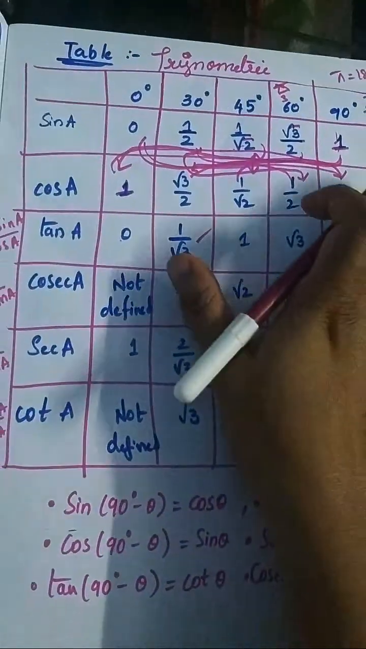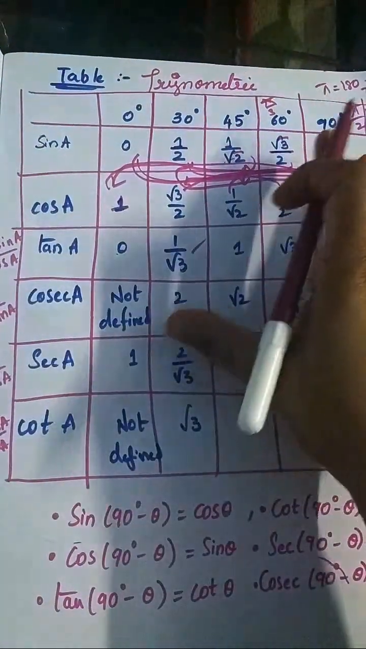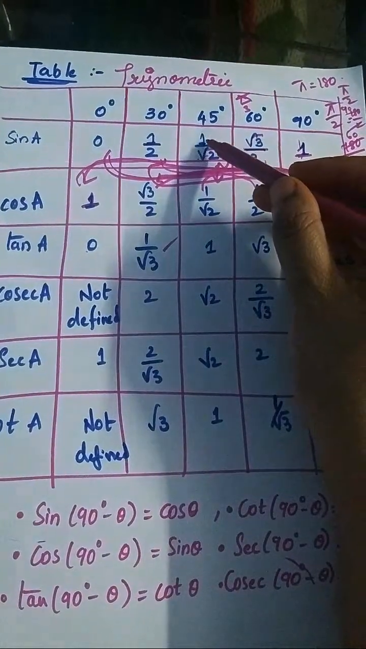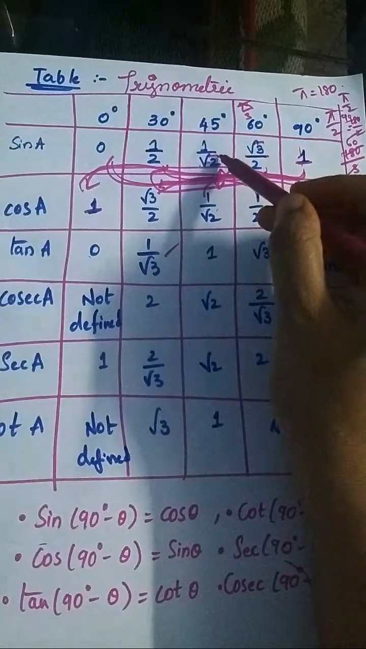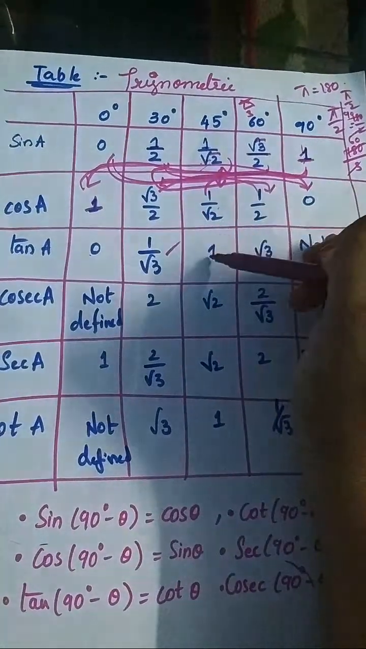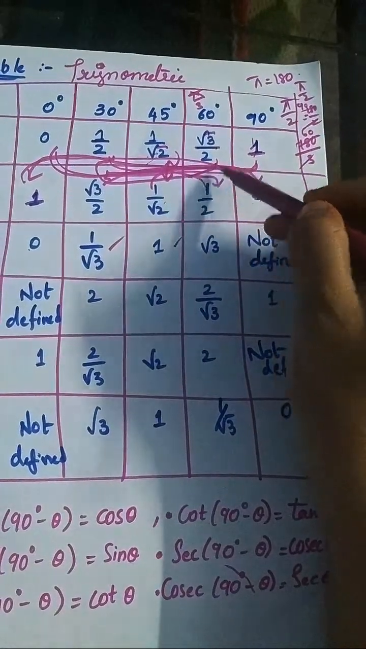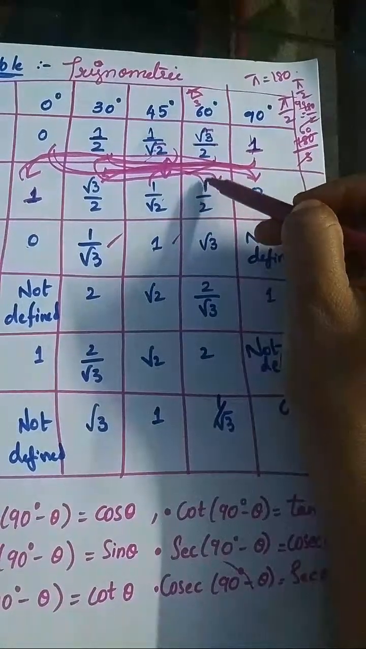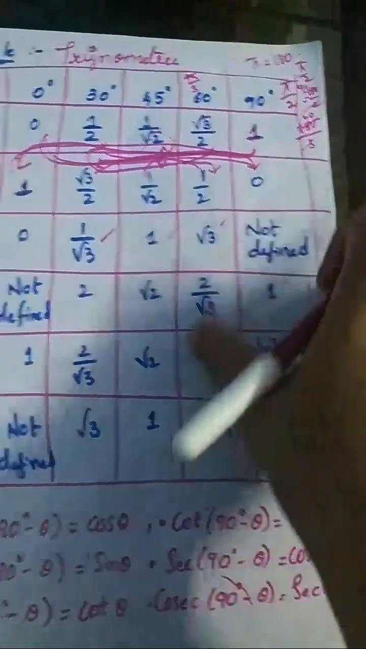If you are not understanding this video, please repeat it again and again and watch the complete video so that you can understand this formulas table easily. Sine by cos means we have to write 1 by root 2 by 1 by root 2. This root 2 gets cancelled, we get 1. Now here also root 3 by 2 by 1 by 2. Then 2 cancel, root 3 by 1 remaining. Then we get root 3. Now 1 by 0, it is not defined.